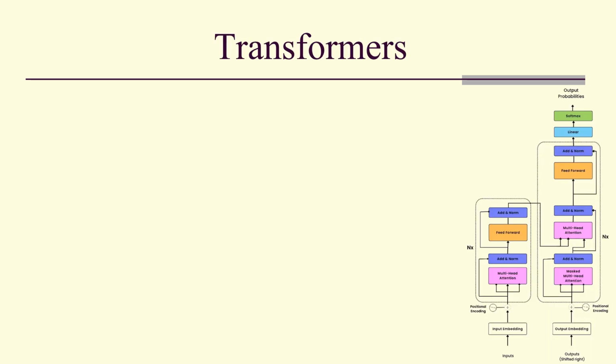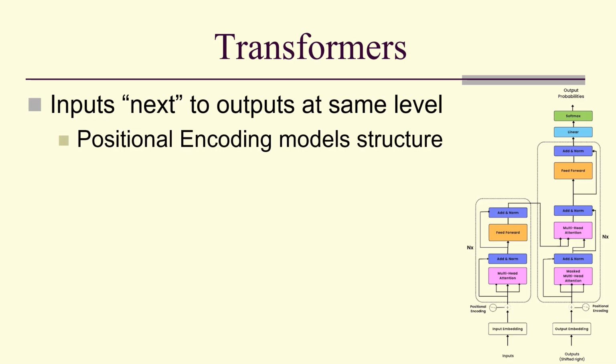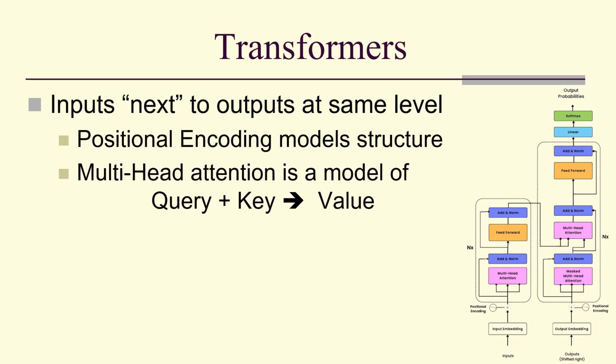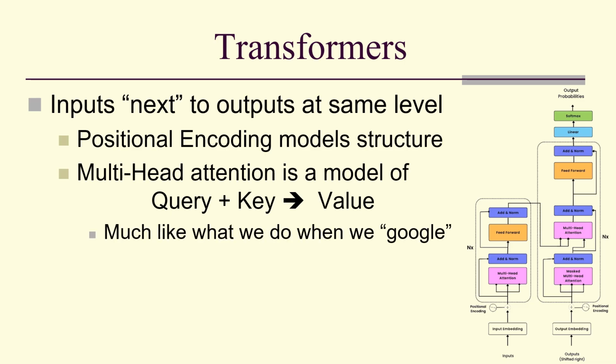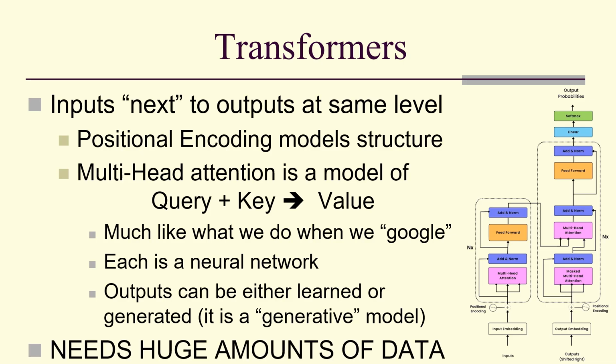So here is a transformer. Inputs next to outputs at the same level. Positional encoding models structure. A multi-head attention is a model of query plus key implies value, much like what we do when we Google. Each is a neural network. The outputs can either be learned or generated. In other words, this is a generative model. But it needs a huge amount of data. So let's look at this a little more closely.